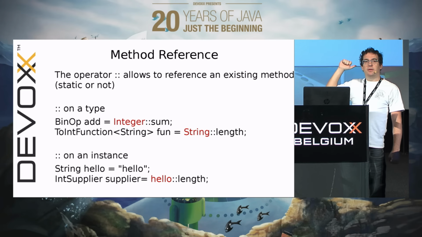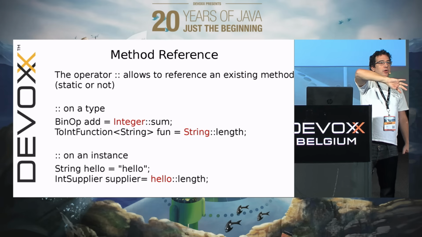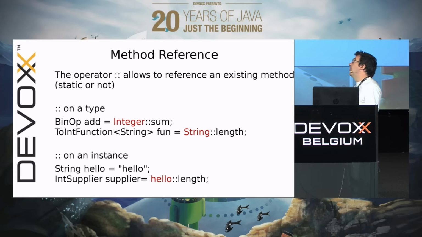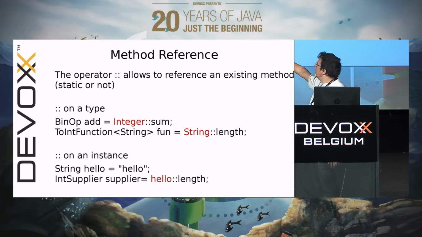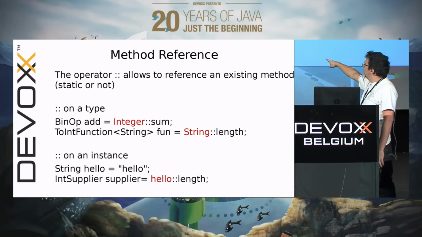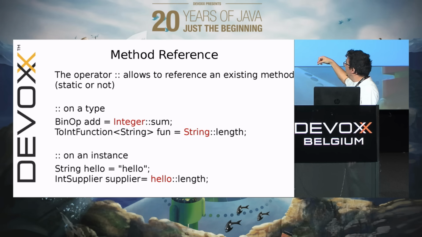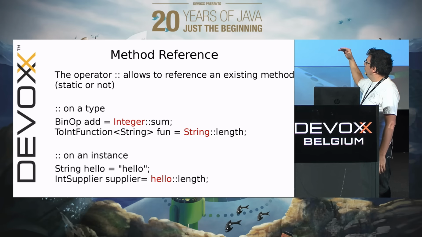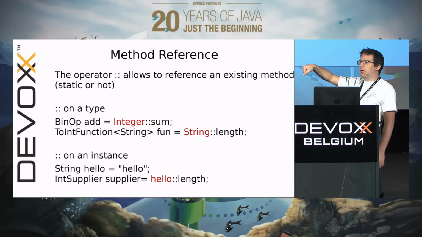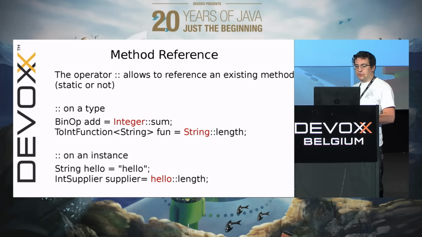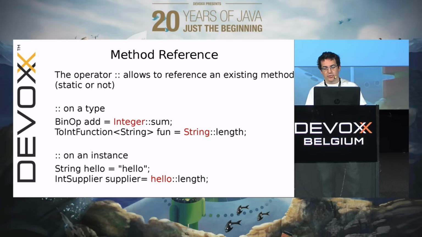Is it okay for everybody? It's a method, but if you want to see it as a function, you have to prepend the type of the class. And you can do something really fun, which is if you have a value, like "hello" here, you can use :: directly on a value, directly on an instance of a class. In that case, the method length will be bound to the value "hello", which means that if you call the supplier here, it will call length on "hello" every time you call your supplier. So that's all. If you know this, you know everything you need to know.